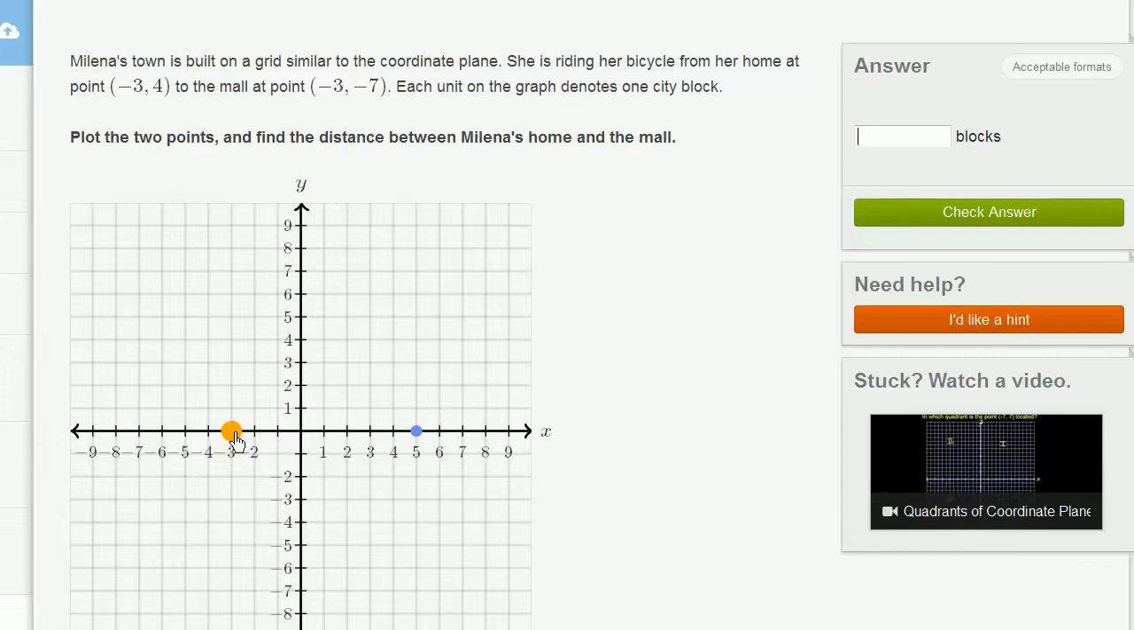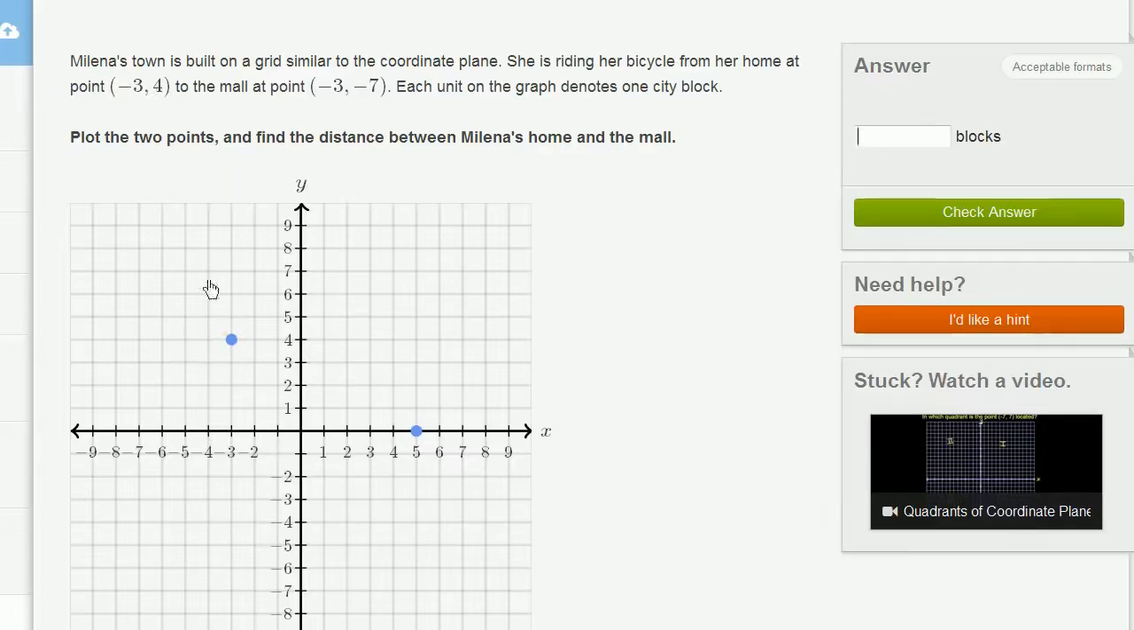And +4 is our y coordinate. So we're going to go 4 above the origin, or I should say we're going to go 4 up. So we went 3 to the left, that's -3, and +4. This tells us what we do in the horizontal direction, and this tells us what we do in the vertical direction.